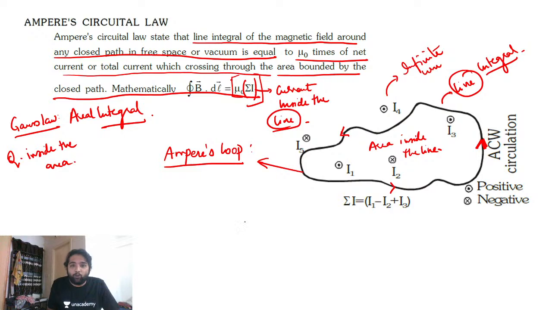All right. So I hope this is clear. Ampere will have a loop instead of a Gaussian surface, and the Gaussian surface will cover a volume. Similarly, a loop will cover an area, and in that area there will be some currents flowing in. This is one way of representing it.